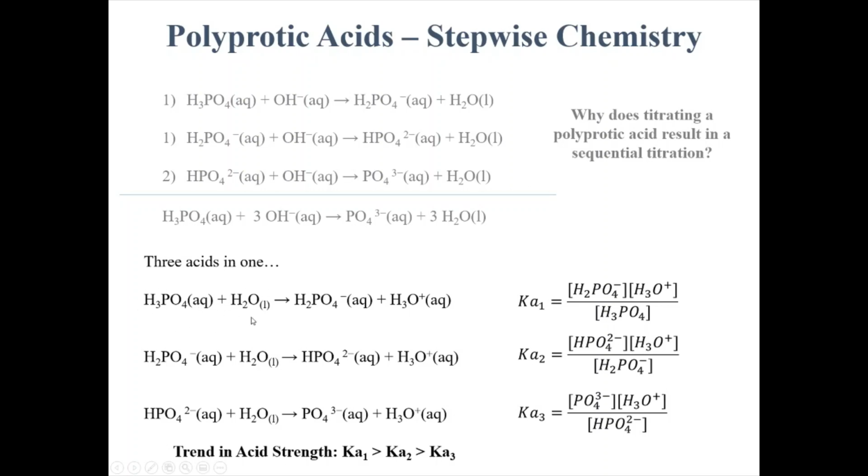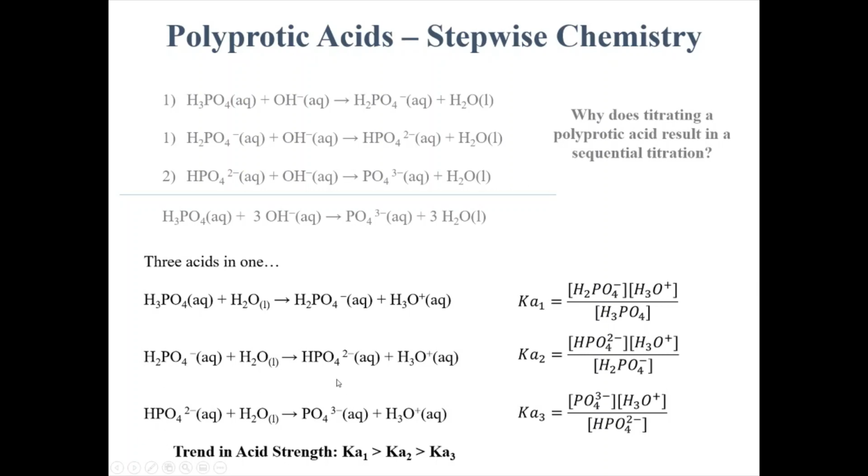We take the acid, we react it with water, we make the conjugate base and H3O+. And then we can write a Ka equation for that species, where the two things in the Ka are the H2PO4-, which is the conjugate base, and the acid H3PO4. And then we can do the same thing for H2PO4- and HPO4 2-.